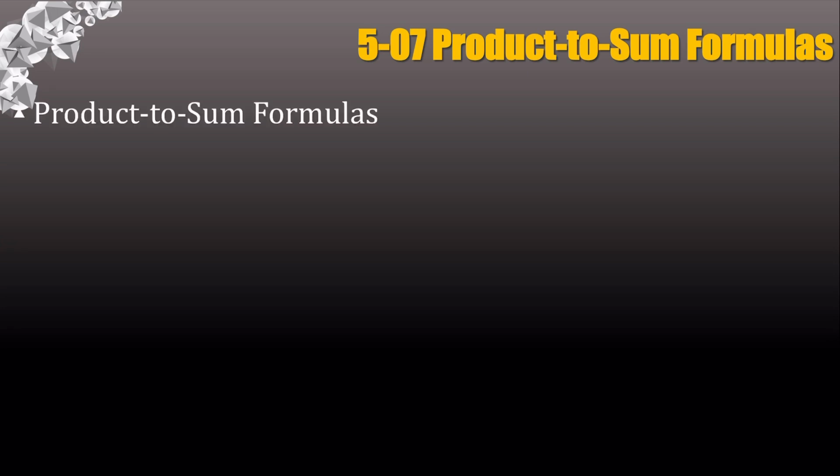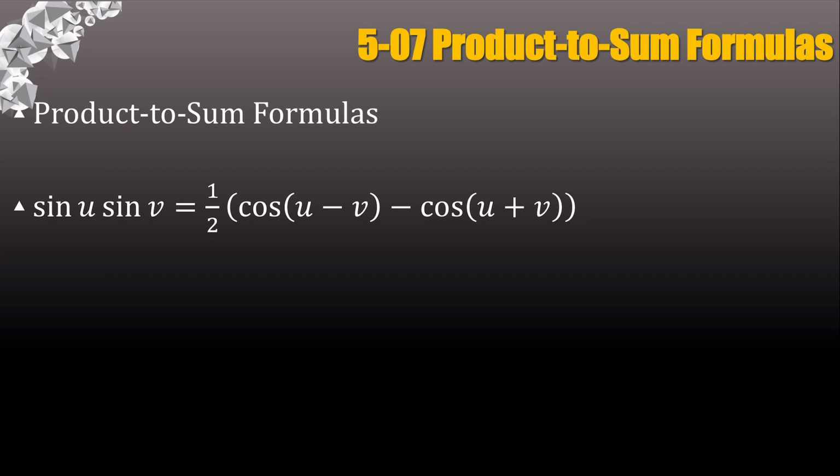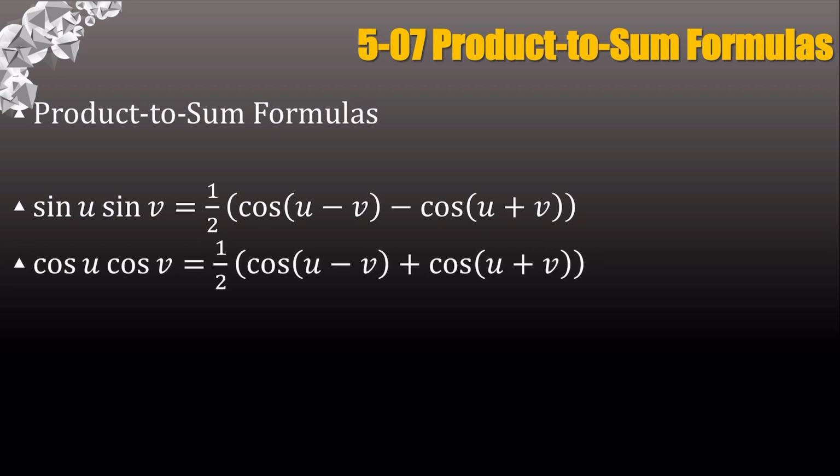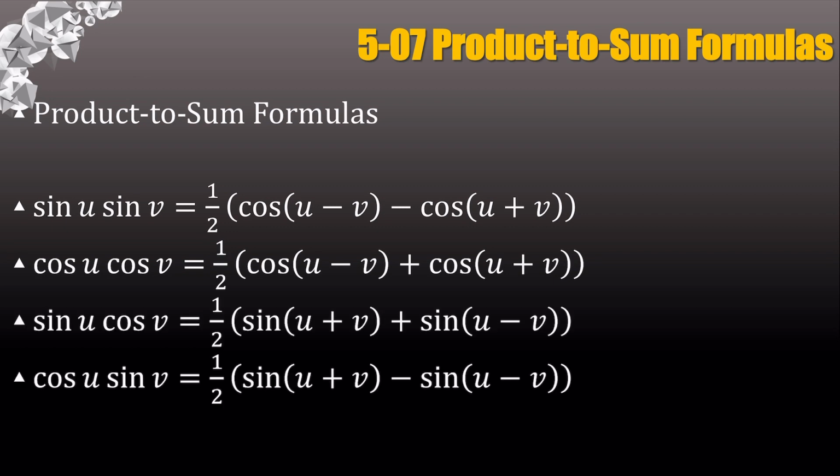Product to sum formulas are identities to take you from a product of two functions to a sum or difference of two functions. So here we have sine u times sine v, and you can see what it equals. We have cosine u cosine v, sine u cosine v, and cosine u sine v. For both of these, we're going to assume u is greater than v. That way we always get positive results for the differences. So we'll assume u is greater than v.